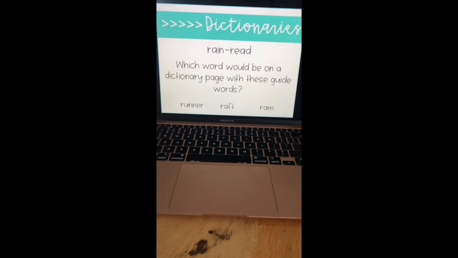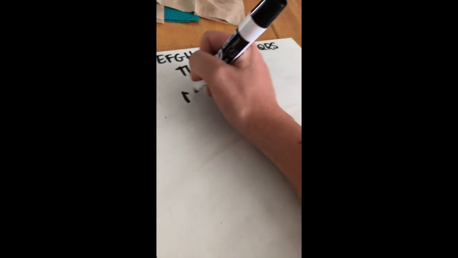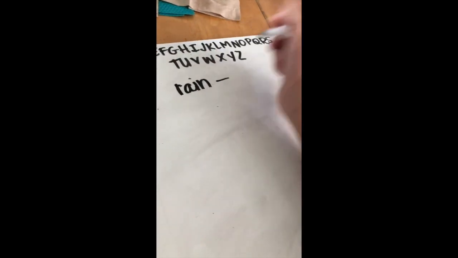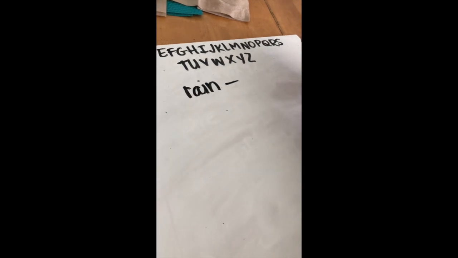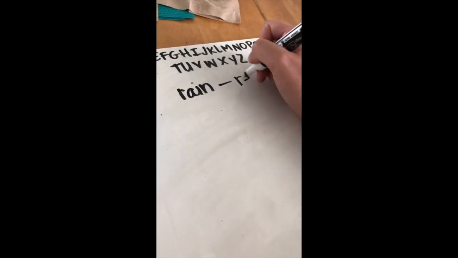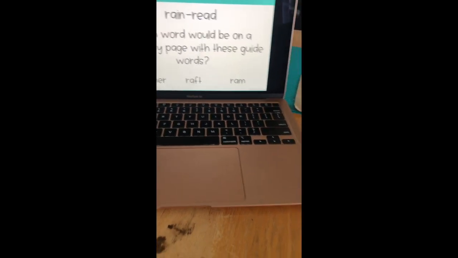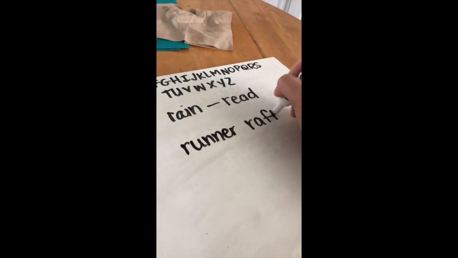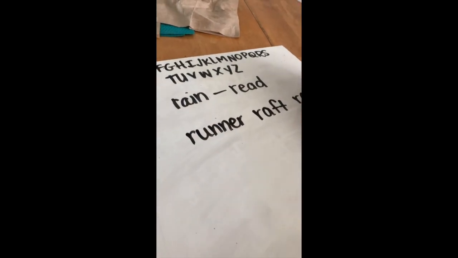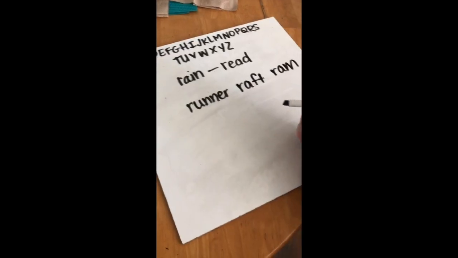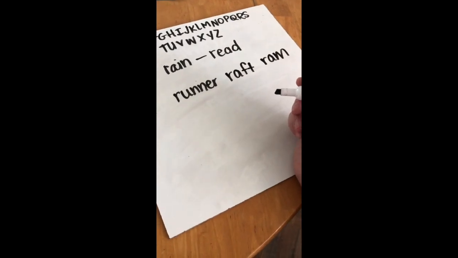Our guide words are rain to read. So rain would be the first word on our page in the dictionary, and read would be the last. Now the other words that we're looking at are runner, raft, and ram. So step 1, we got to put these 5 words in alphabetical order.